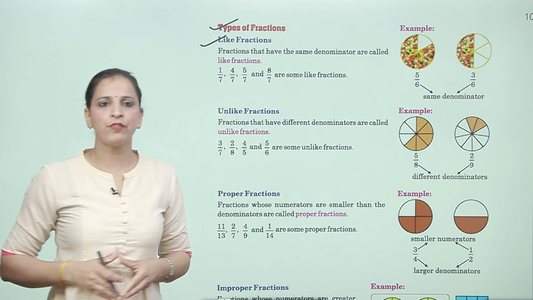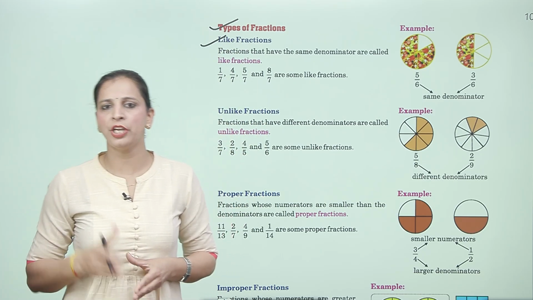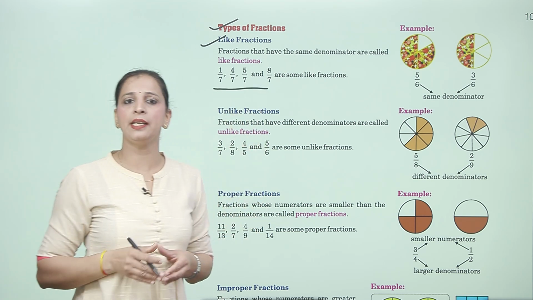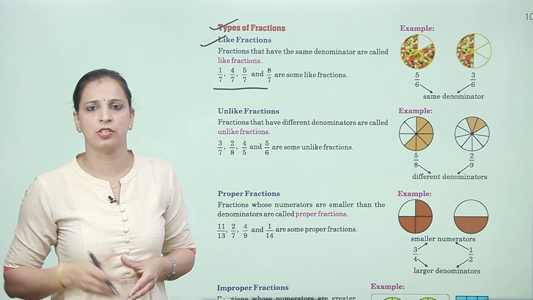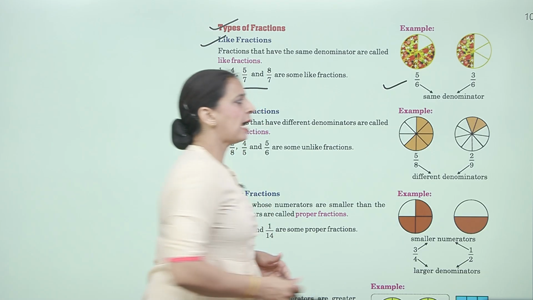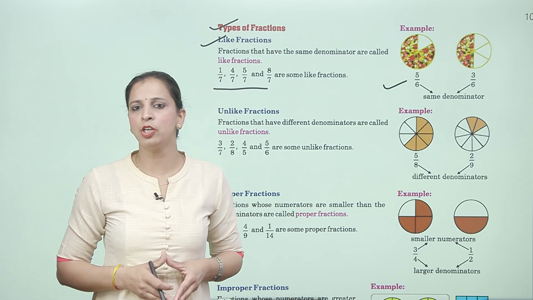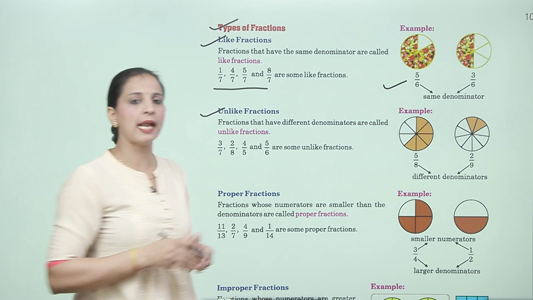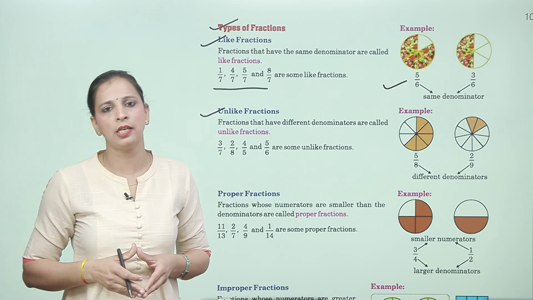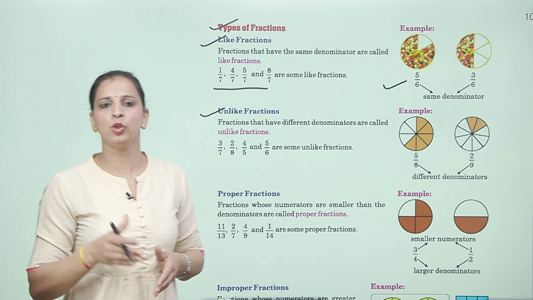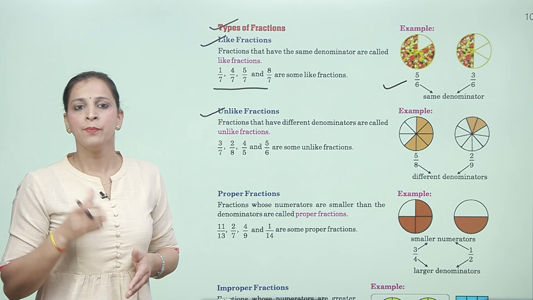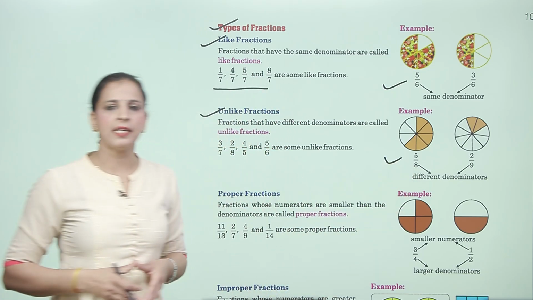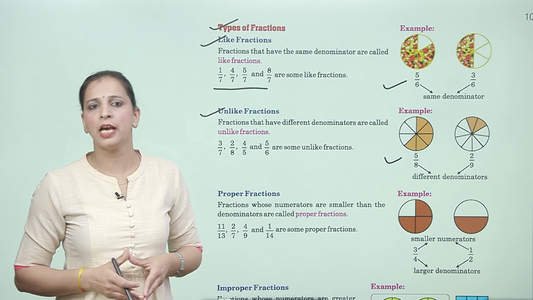First is like fractions. Fractions that have the same denominator are called like fractions. 1 by 7, 4 by 7, 5 by 7 and 8 by 7 are some like fractions. Now 5 by 6 and 3 by 6 both have same denominator 6, so they are like fractions. Now unlike fractions: fractions that have different denominators are called unlike fractions. Like 3 by 7, 2 by 8, 4 by 5 and 5 by 6 are some unlike fractions. Example: 5 by 8 and 2 by 9, different denominators, so they are unlike fractions.